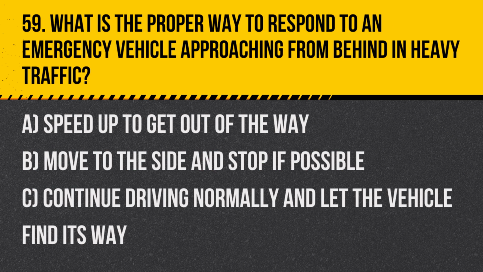Question 59. What is the proper way to respond to an emergency vehicle approaching from behind in heavy traffic? A. Speed up to get out of the way. B. Move to the side and stop if possible. C. Continue driving normally and let the vehicle find its way. Answer: B. Move to the side and stop if possible. Emergency vehicles need a clear path.